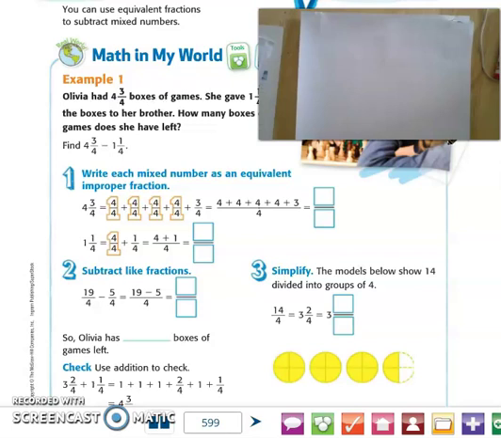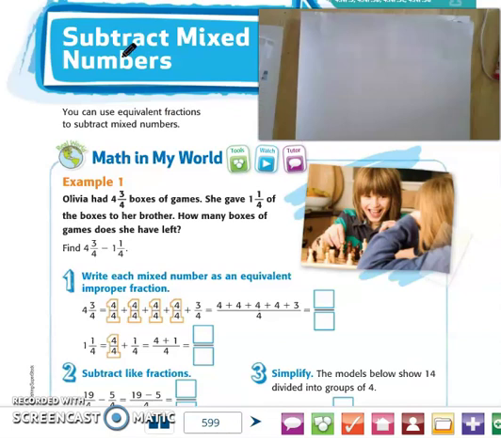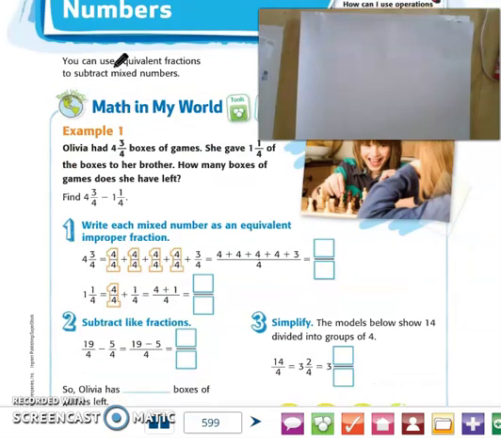Okay, we're on chapter 9, lesson 7, and we are subtracting mixed numbers now. I'm on page 599. And we're going to use equivalent fractions to subtract mixed numbers. I'm going to go through the examples on this one to show you the way the book suggests doing it, and then I'm going to use some paper over here and show you another way you can do these, still with equivalent fractions.